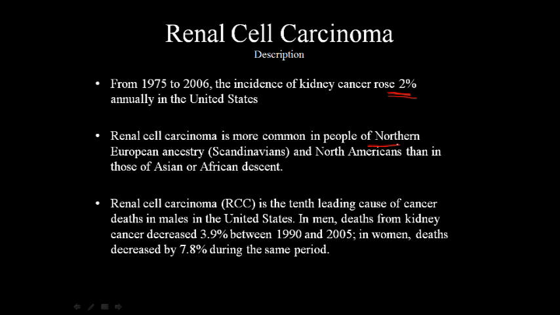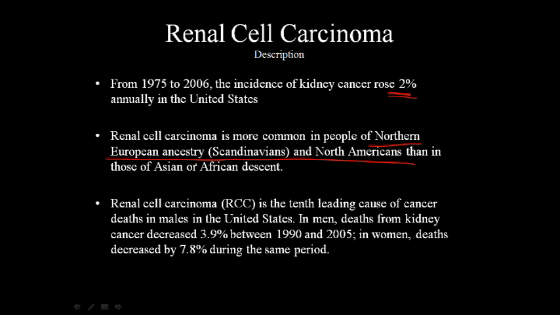And it's more common in people of North American and Northern European ancestry than those of Asian or African descent. So usually it's not those that are from Asia or Africa, but more along the people who are from Europe or North America, or can trace their roots back to Northern Europe. It's really unknown why this is. Renal cell carcinoma is the 10th leading cause of cancer deaths in males in the United States.